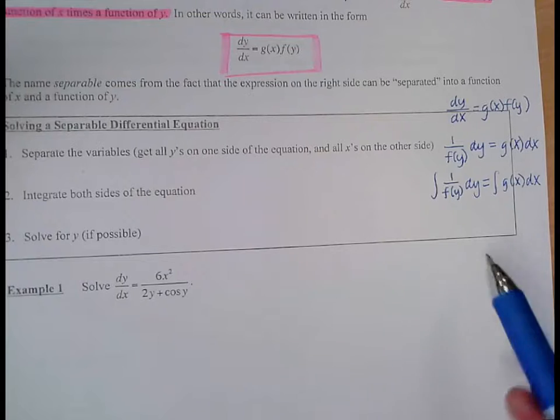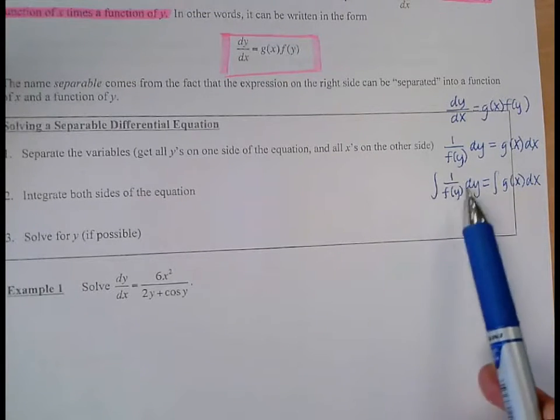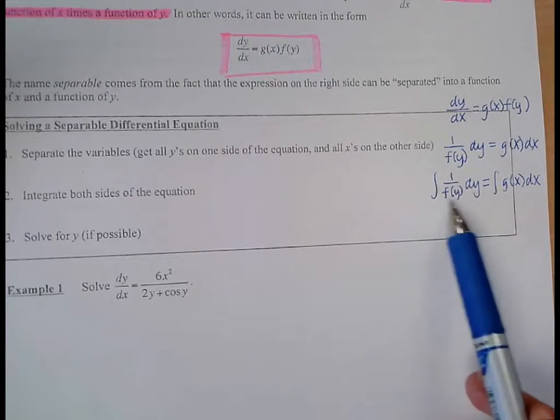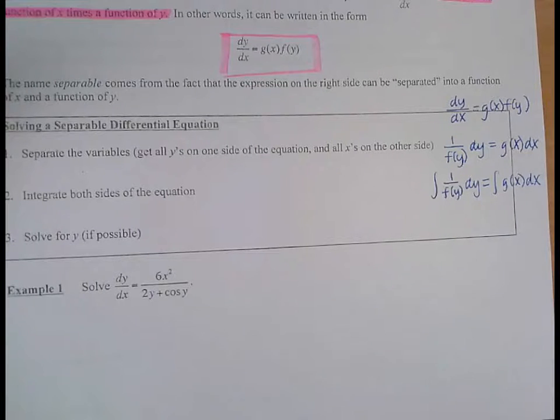In some cases, based on whatever f(y) was and whatever that antiderivative or integral is, you might not be able to get y by itself, in which case you're done after step 2. Otherwise, you move on and actually solve for y if you can. Okay, so those are the 3 steps.